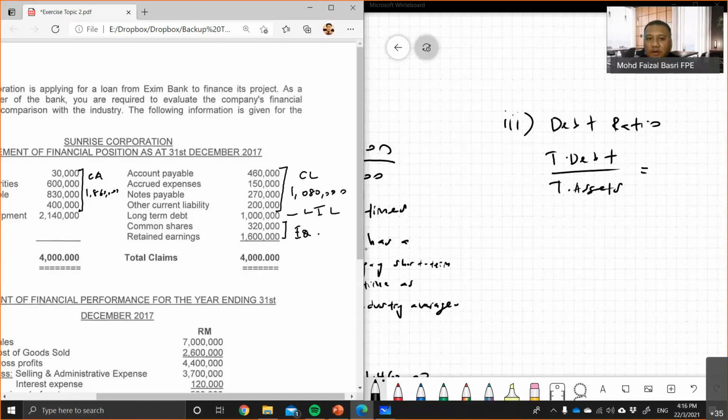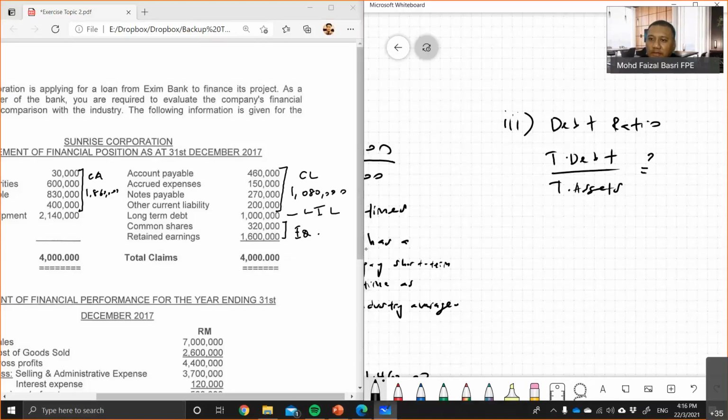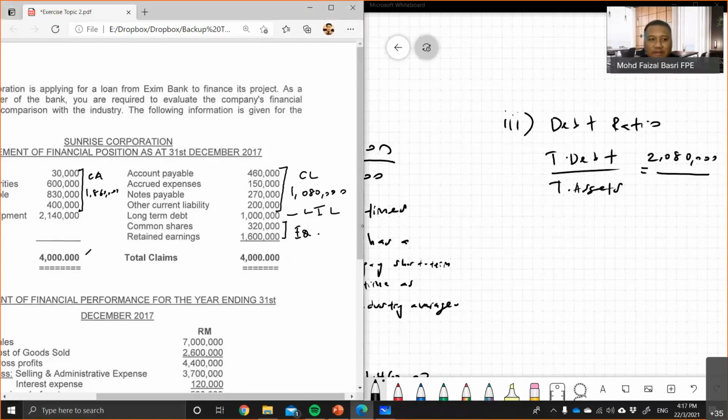Okay, so therefore, current plus long-term would be your total debt. So 1080 ni, you plus with 1 million. So your total debt would be 2.08 million. Okay, so that's your total debt. Alright, because equity, this part. Okay. So your total assets, this one, you don't have to calculate, but it's already mentioned here, 4 million.